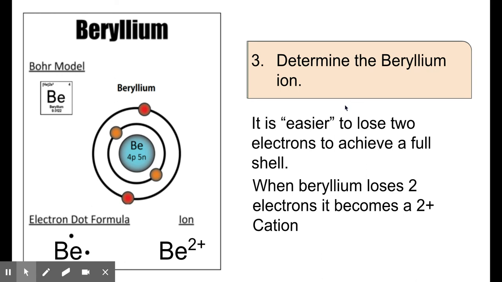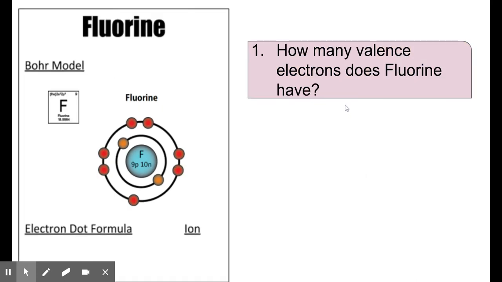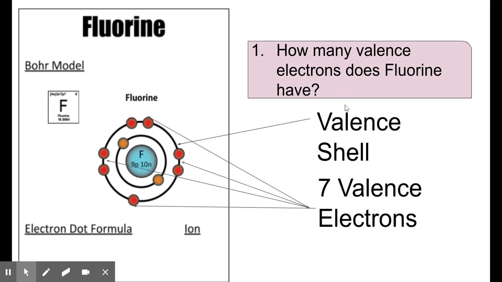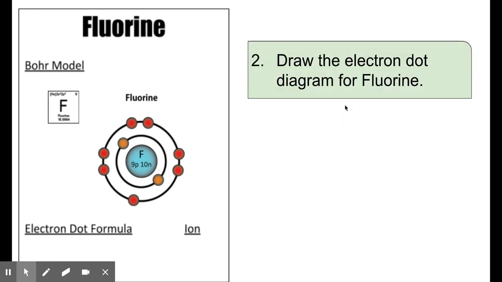If you want, stop the video and try the next one on your own. Let's see how you did. For fluorine, there are 7 valence electrons. To draw the electron dot diagram, write the symbol, and now we have to add 7 valence electrons.